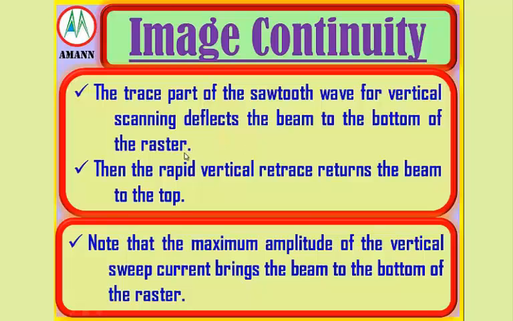Just like with the horizontal, the scanning is from left to right, and that is the trace. In the retrace, that is from right to left. Then in vertical scanning also, the trace is from top to bottom, then the retrace is from bottom to top. Note that the maximum amplitude of the vertical sweep current brings the beam to the bottom of the raster.